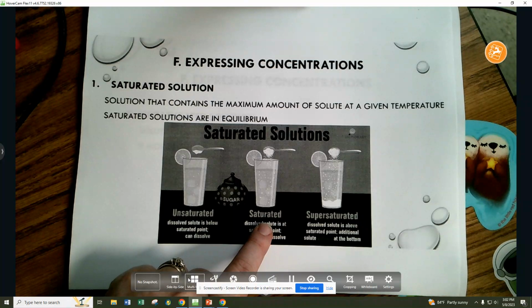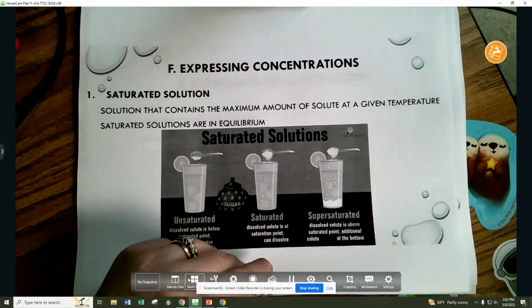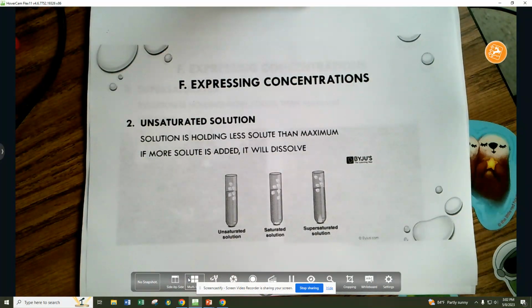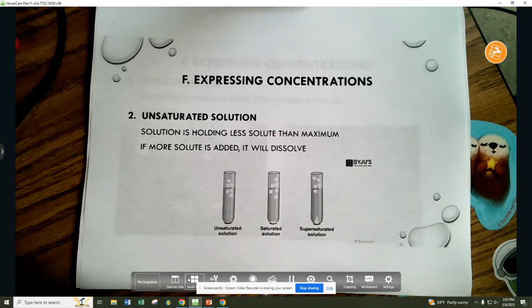Okay. If you change the temperature, you change the solubility. If you increase the temperature, you'd be able to dissolve more sugar. If you lower the temperature, you would be able to dissolve less. But saturated is the just right conditions. If we don't have enough, which if it's like Kool-Aid, you would feel like it's kind of weak tasting, kind of flavorless, and that it's holding less solute, less sugar, less of the Kool-Aid powder than the maximum.